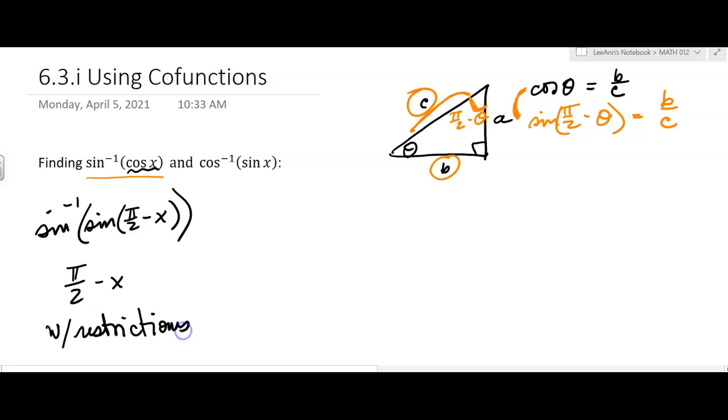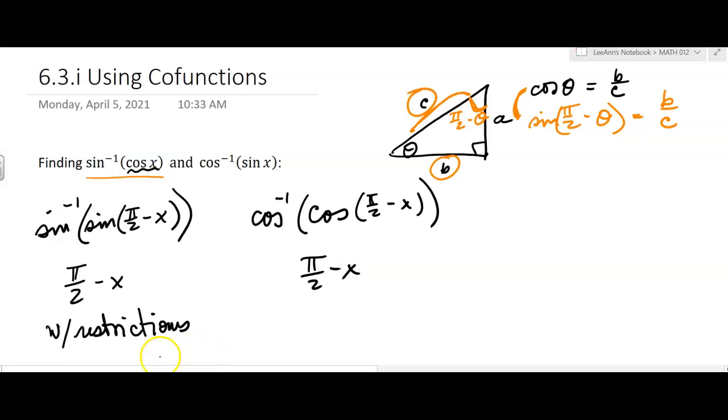considering the restrictions. Okay. And then cosine inverse of sine x. Well, you could do the same thing there. You could say cosine inverse of, and replace sine x with cosine of pi over 2 minus x. And then that's going to get you pi over 2 minus x. Okay? And again, we have to consider where the restrictions are. Okay? And I think that's it for that one.